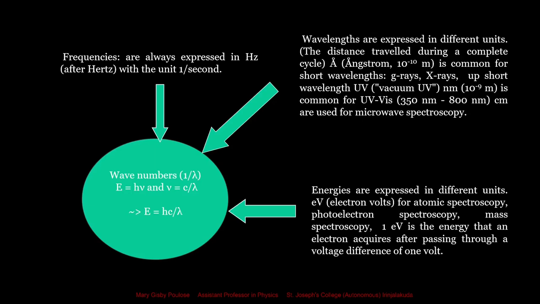There are other units, and commonly in spectroscopy, wave numbers are used to represent the energies of the radiation, and that is 1 by wavelength, 1 by lambda. Energy is represented as h nu, where nu, the frequency, is equal to c by lambda. It implies energy is equal to hc by lambda. So in hc by lambda, we have the unit of wave number.